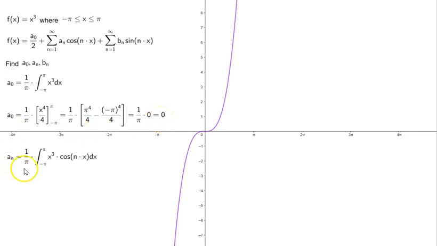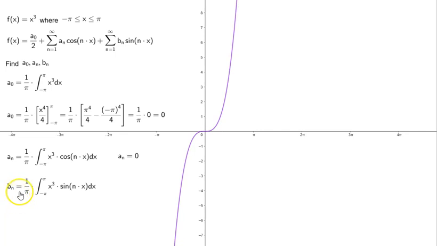an is equal to 1 by pi times the integral from minus pi to pi of f of x times cos nx dx. This we have seen previously. Now here we substitute f of x with x cube, and once we have done the integration and all that, since we have already seen that an is equal to 0, that is what we will arrive at. So now we are left with bn.